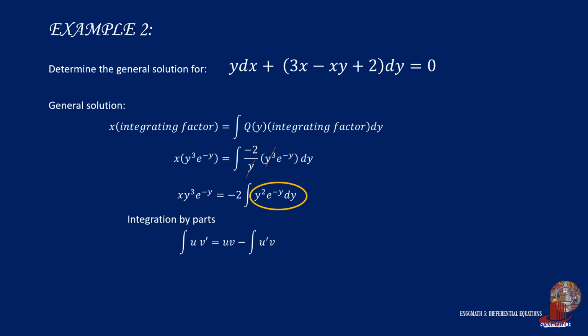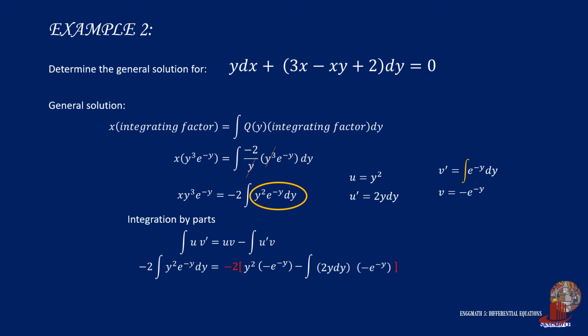Now break the expressions into parts, like u will be y squared and its derivative is 2y times dy. The rest of the expression is e raised to negative y dy, where this is denoted as v prime. Integrate it to have v as negative e raised to negative y. So the whole expression will be integrated into the two parts following the format where u is y squared times v, which is negative e raised to negative y, minus the integral of u prime multiplied by v.